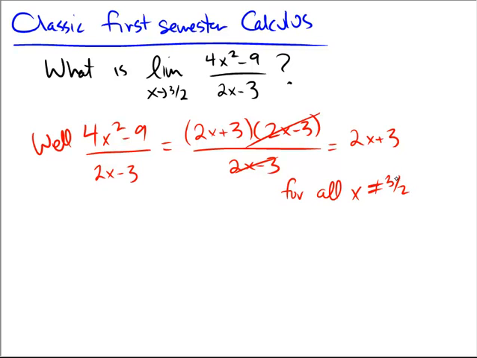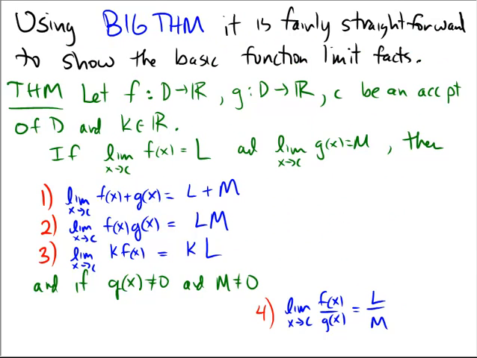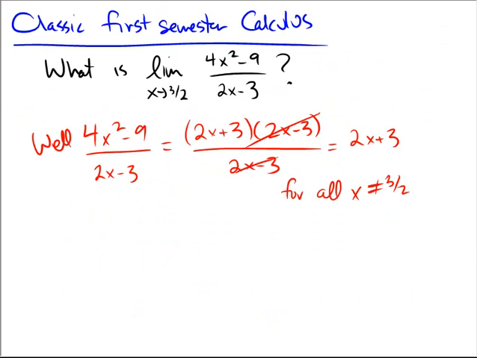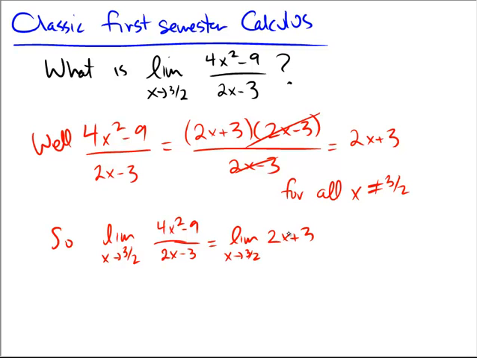But because of those facts, the facts that are true thanks to the big theorem that connects sequences and limits of functions, we can now say the limit as x approaches 3 halves of (4x squared minus 9) over (2x minus 3) is simply equal to the limit as x approaches 3 halves of 2x plus 3, because we can just imagine a sequence that goes towards 3 halves without hitting 3 halves, and if we're not hitting 3 halves, then we get to simplify into this expression with no concern about the domain.